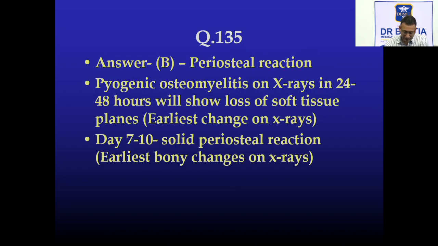Okay, so the periosteal reaction is going to be the answer to this question, because in pyogenic osteomyelitis, X-ray in the first 24 to 48 hours will show loss of the soft tissue planes. Okay, this is the earliest change on X-ray, but this is not the earliest bony change on X-ray. The earliest bony change on X-ray is the periosteal reaction, which usually can be seen from 7 to 10 days. So the answer of question number 135 is going to be B, periosteal reaction.